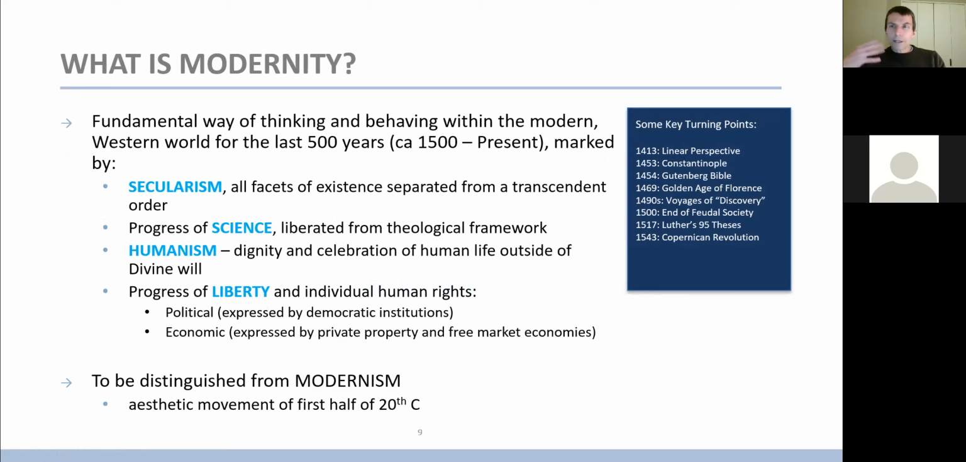When we think about how it's pointing forward, and what is modernity, I think we could do well if we think about these four concepts that I've bolded. If we think about an increasing secularism of all facets of existence, that we can think about the truth of political life outside of some sort of divinely sanctioned arrangement. The progress of science, also liberated from a theological framework.